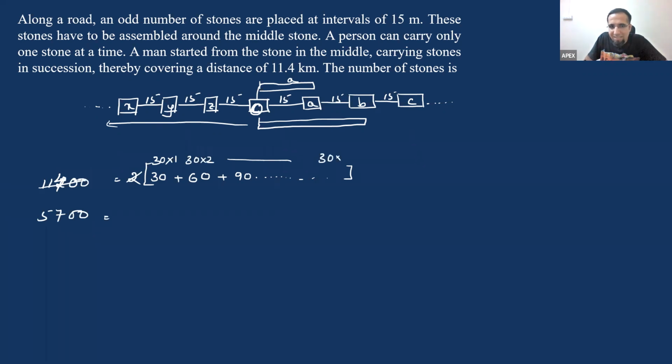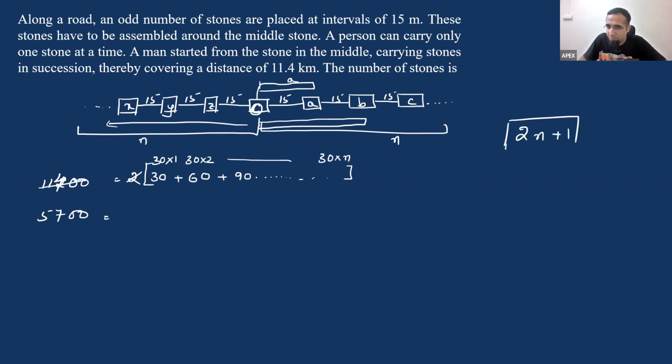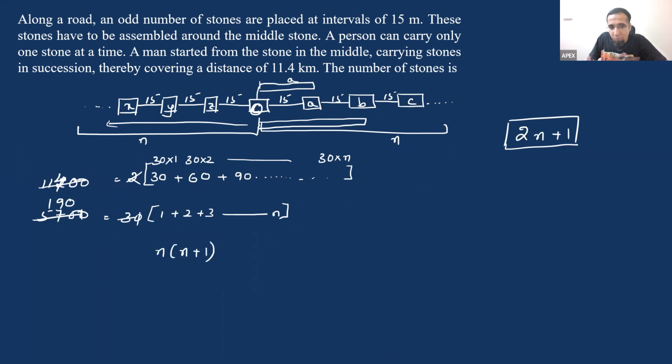Let me assume there are n stones on my right. There are n stones on the right. Similarly, there will be n stones on the left. So total number of stones will be 2n plus 1 because he is also sitting in the middle. Clear? So if I take 30 common, this is 1 plus 2 plus 3, so on till n. Now the zeros get cancelled, 3 ones are 3, 190s. So the right hand side is the sum of first n natural numbers. That is n into n plus 1 by 2. As per the question it should be equal to 190.